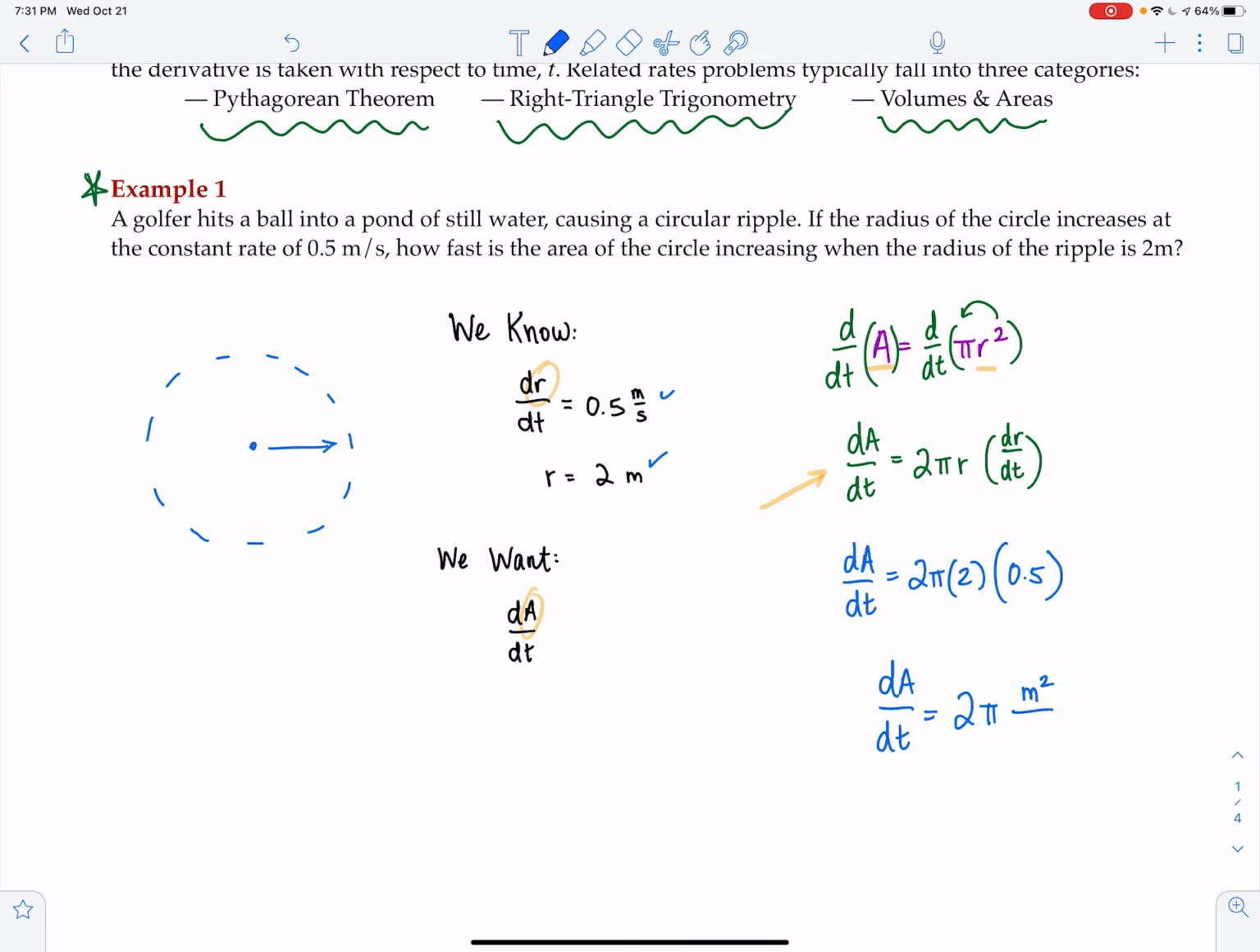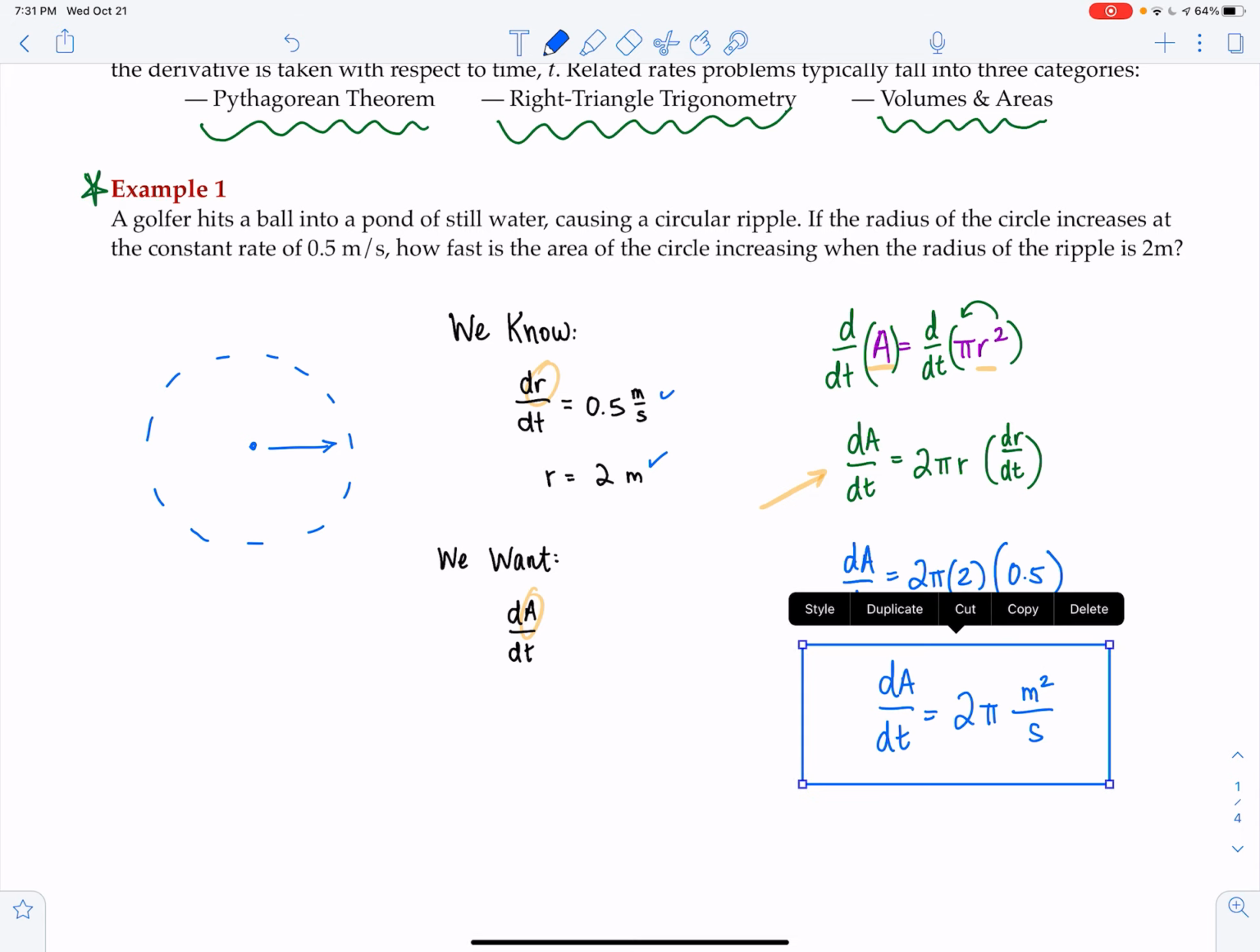And our time was given to us in the initial problem in seconds. And that is exactly what we have here. This is a symbolic representation of the rate at which the area is changing over time at this moment.